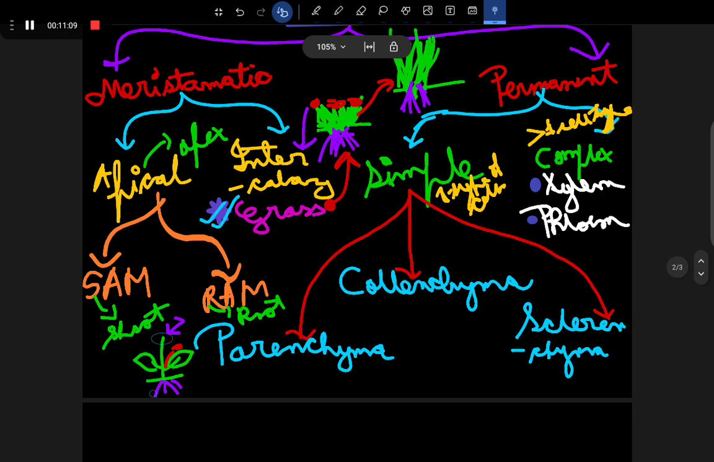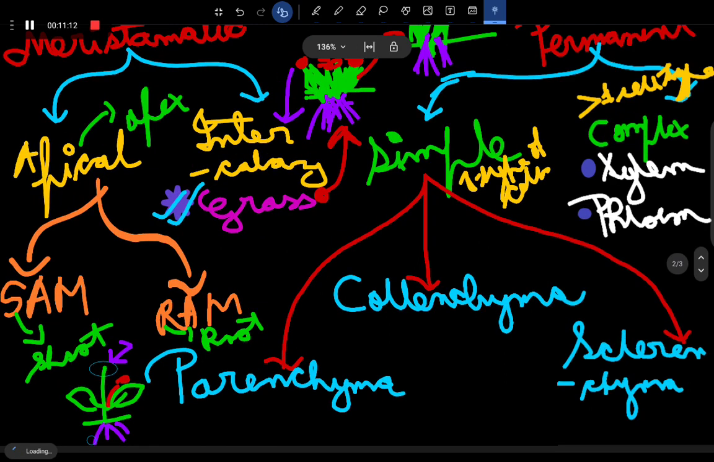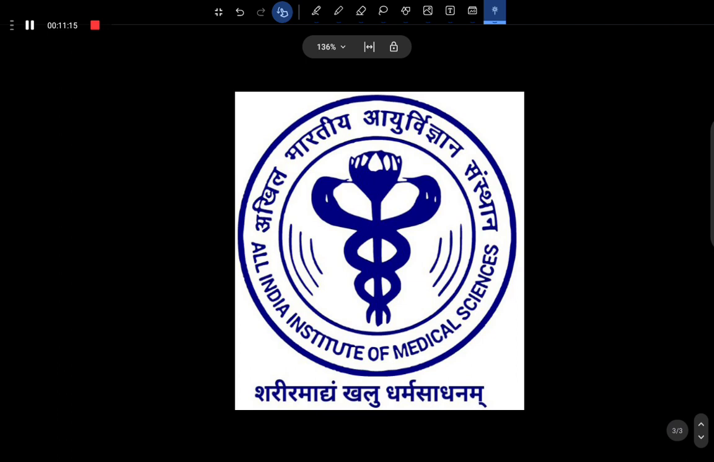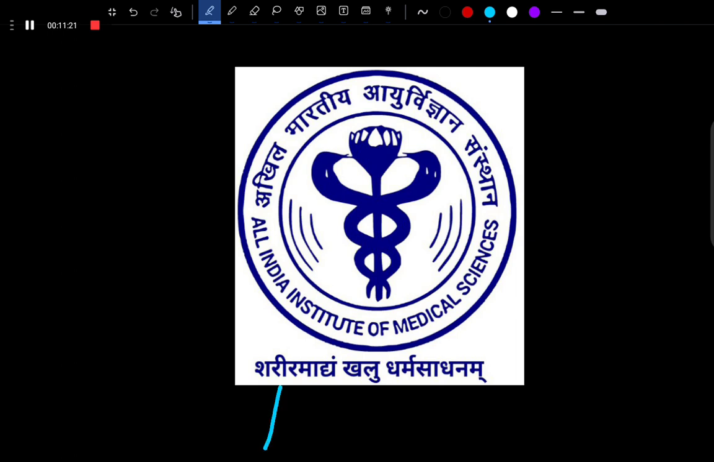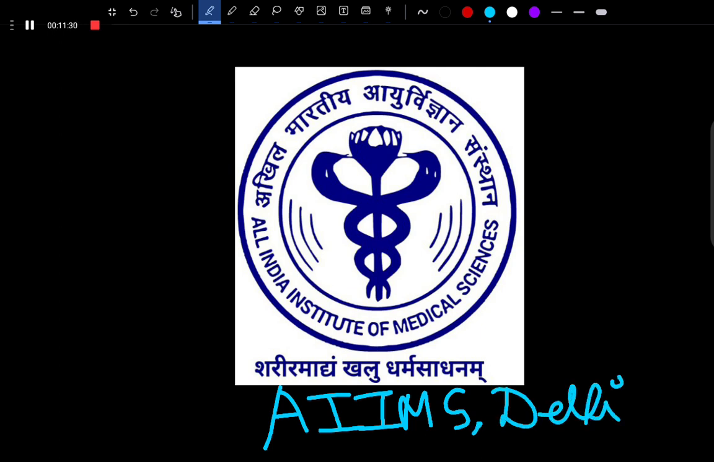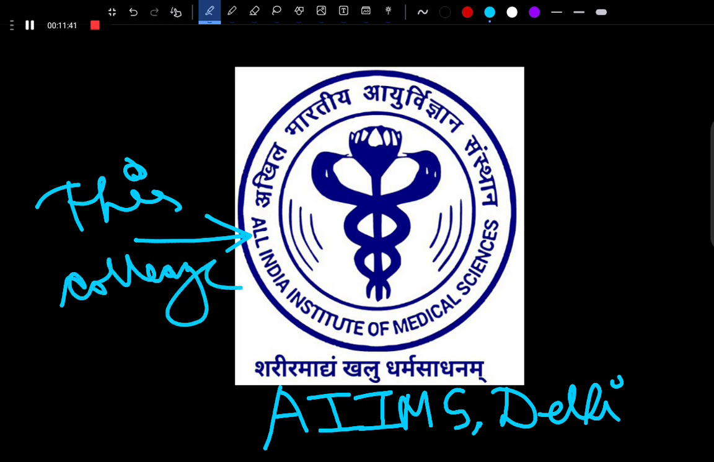Now, let me just show you an ending image which will please your mind. So let's do it. Recognize this. This thing is the image of AIIMS, Delhi. Your dream must be to achieve just this college. This is nothing but a dream. And we all have the capability to make this dream come true.